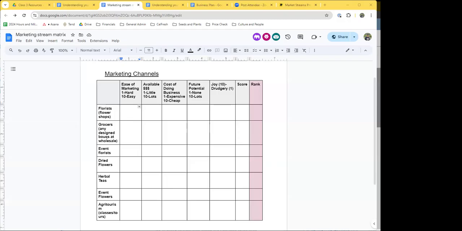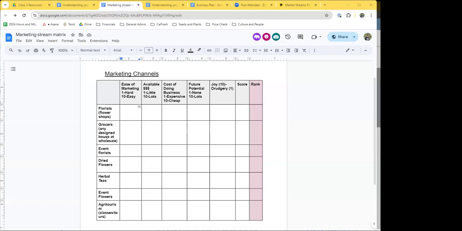So the way we're going to go about doing this is, gosh, let me remember. We're going to be going vertically down. So instead of going horizontally across, we're going to be going vertically down. We're going to think of our ease of marketing and do that for all of them. Then we pop over to how much available money we can make, do it for all of them and keep going across. That way we're comparing these relative to one another. That's the important piece of this.